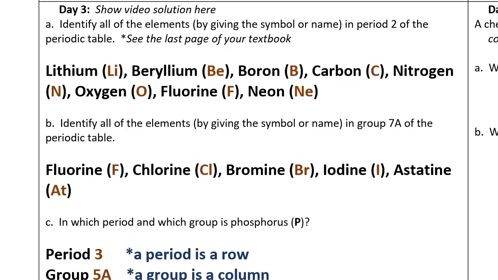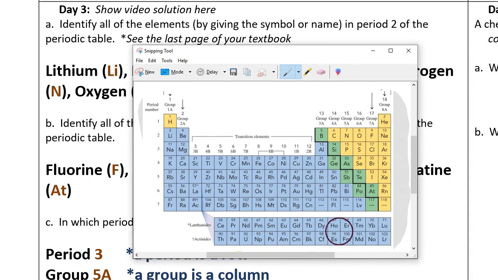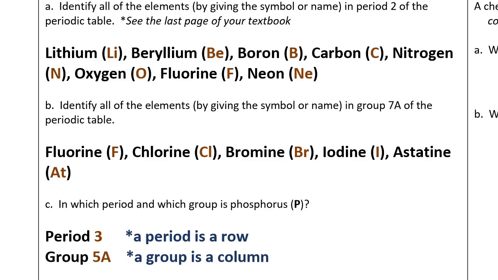Finally, question C. In which period and which group is phosphorus? To answer this, you have to locate phosphorus, which is the capital P symbol, and figure out what row it's in and what column it's in. Looking at the number down the left side, we can see that it is in period 3. And looking at the number at the top of the column, we can see that it's in group 5A. So the answer to C is period 3 and group 5A.